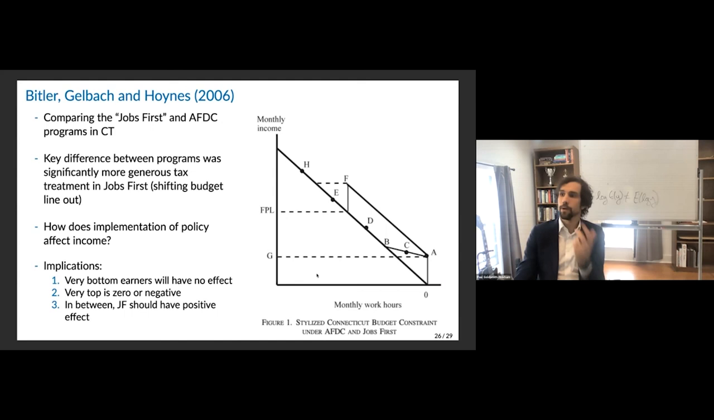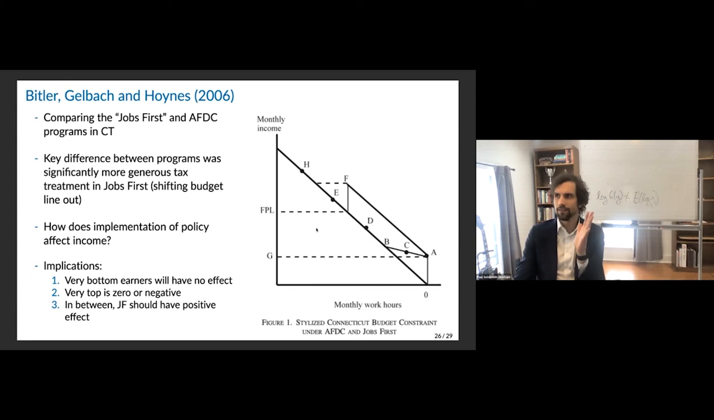And then for everybody in between, who are kind of on these points, it's an unambiguous shift outwards. You're going to increase your monthly income because you'd much rather be on this point where you get more money potentially with lower taxes. Any questions on that? I know there's a lot in there and I have to say, frankly, the paper is kind of confusing, but I think I described it.